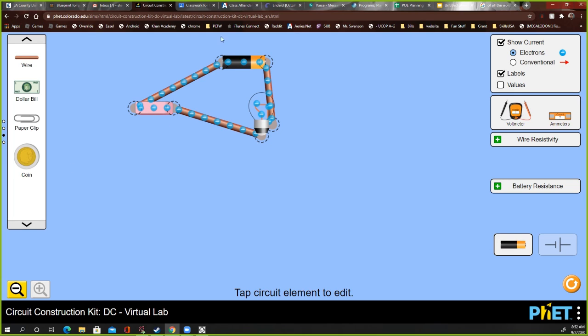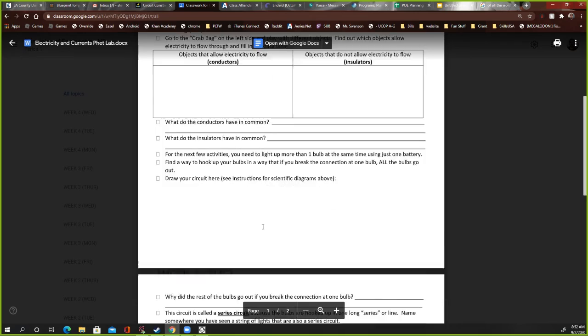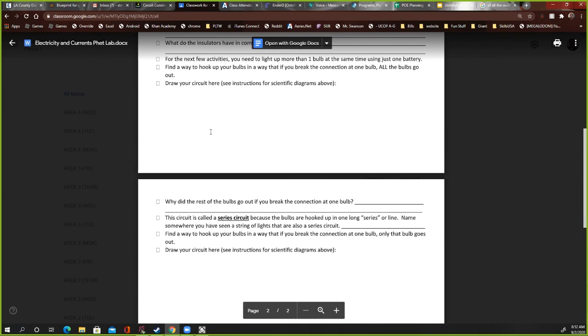So that's what you're going to be putting on your assignment right here. What things are insulators and what things are conductors? What things conduct electricity, let electricity flow? Which ones do not? And then what do they have in common, and so on and so forth. And that's it. That's the whole assignment right here. The rest of it is making a series and a parallel circuit, which I kind of just went over.